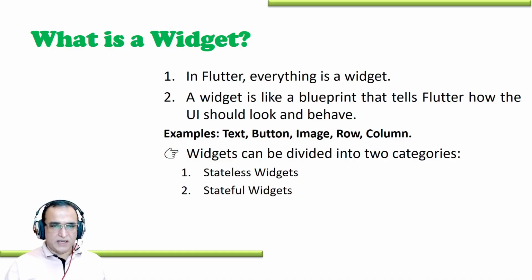A widget is like a blueprint that tells Flutter how the UI should look and behave. For example, if you use text box, button, image, row, column, scaffold, material app, whatever you are using, all are widgets. So you can also say Flutter is a collection of widgets. You have to learn how to use widgets, then you will learn Flutter. These widgets are divided into two parts, stateless widgets and stateful widgets. Whatever we are going to code in Flutter, we have to do accordingly.